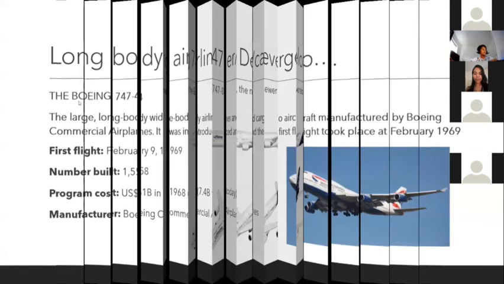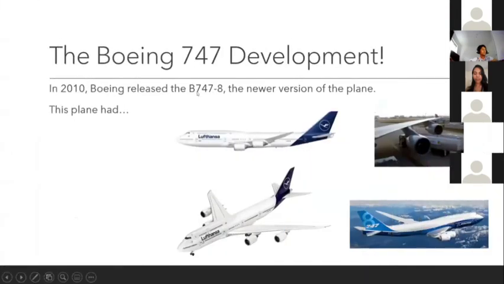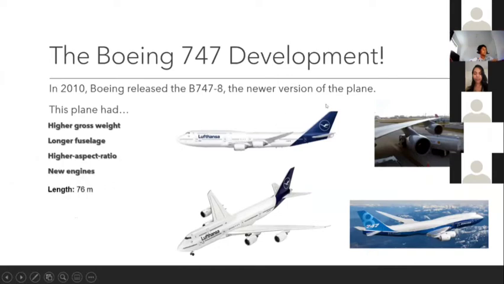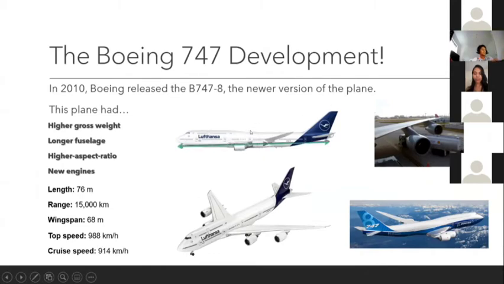Then in 2010, Boeing released a newer technological version of the plane. This plane had a higher gross weight, longer fuselage, higher aspect ratio, and newer engines. It had a length of 76 meters, a range of 15,000 kilometers, a wingspan of 68 meters, a top speed of 988 kilometers, and a cruise speed of 914 kilometers. This shows how technologies have been improving planes, providing more sustainable flights and more economical ones for the airline company as well.